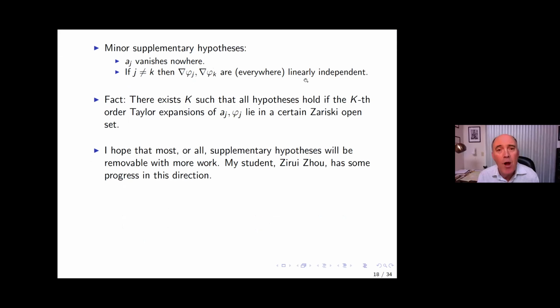At any rate, there does exist a capital K, so that all the hypotheses hold. If you fix the point, choose a sufficiently small ball centered at that point. If the Taylor expansions of the aj and the phi j's at a point, up to order capital K, lie in a certain Zariski open set, then all the hypotheses do hold in a small neighborhood of that point. So everything holds generically, at least.